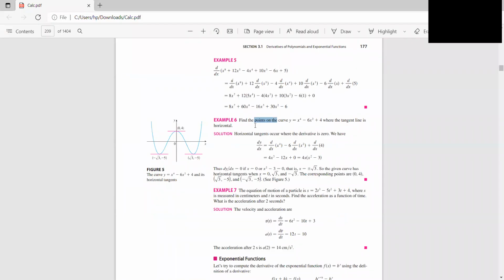Okay, where the tangent line is horizontal, so we know what it means, and we just need to find out the points. We have to find its x coordinate and its y coordinate, right? Yes. So x4 minus 6x square. Let me just write down this question.